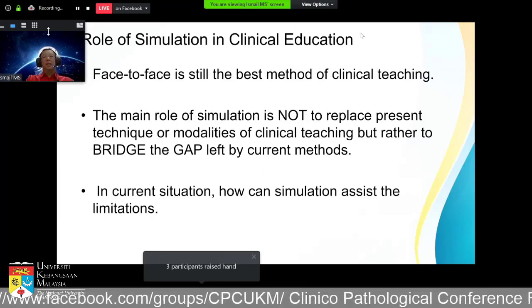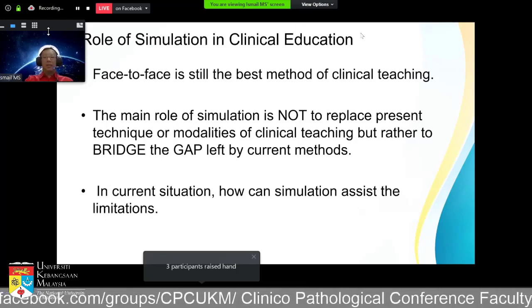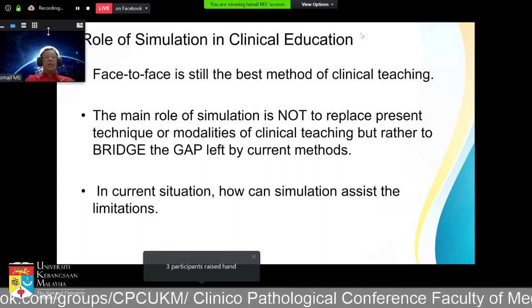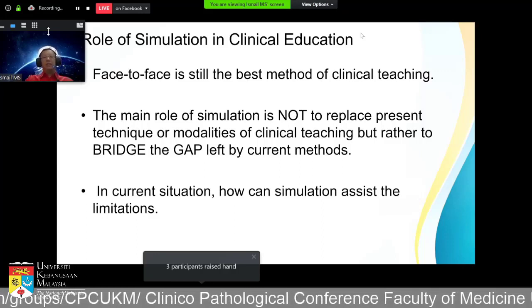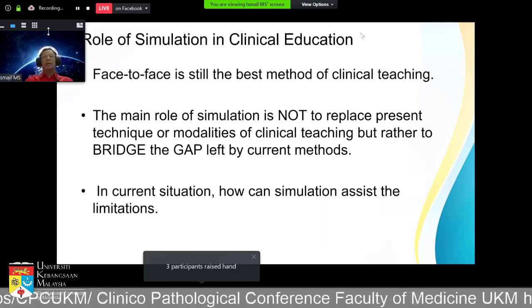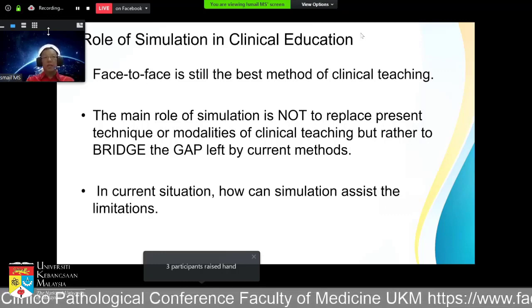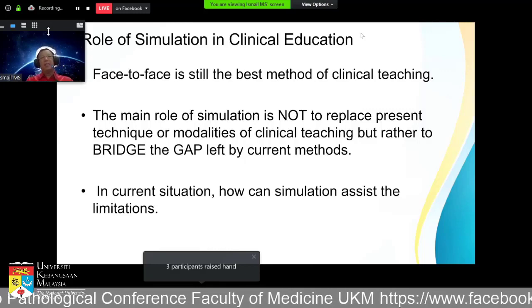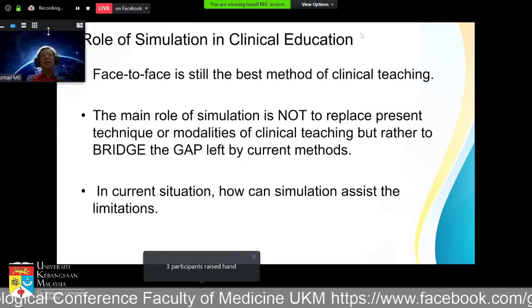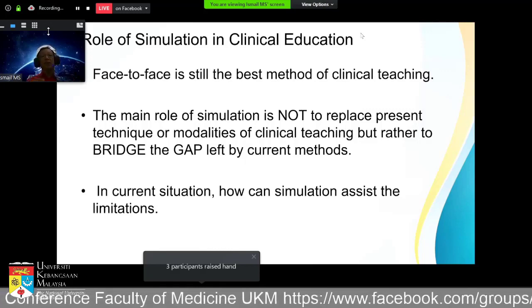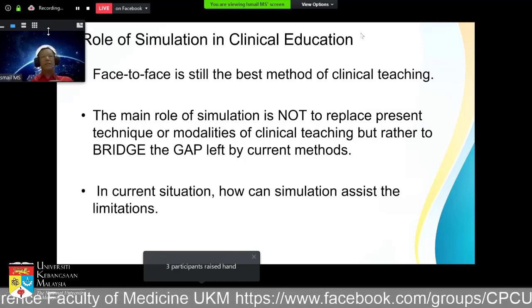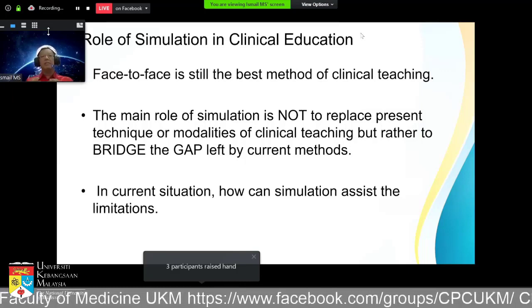And again, I reiterate what Prof. Harlina has mentioned. Face-to-face is still the best method of clinical teaching, all right? Whether face-to-face in real physical or face-to-face with synchronous e-learning, it is still the best method. And the role of simulation is not to replace face-to-face physical teaching. No, it's never meant for that.